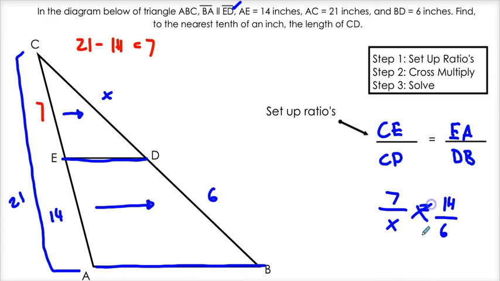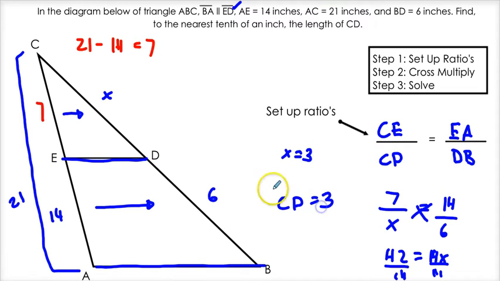Okay, now you just cross multiply. 7 times 6 is 42. X times 14 is 14x. If we divide both sides by 14, we get x is equal to 3. So CD is also equal to 3, right? Because that's what we labeled. You got to answer the question. It's not x. We made that up. CD is equal to 3.